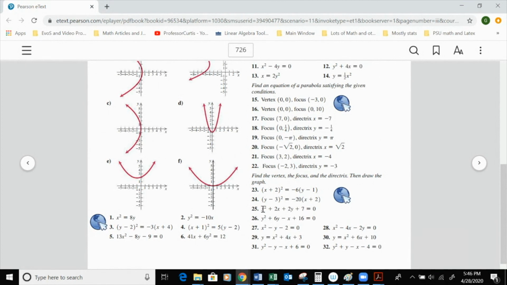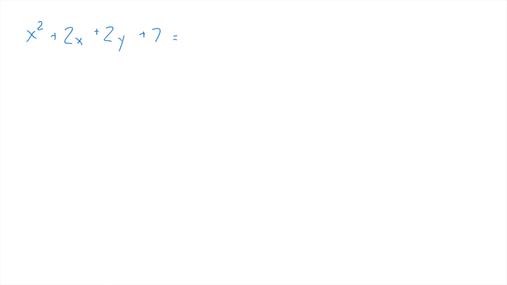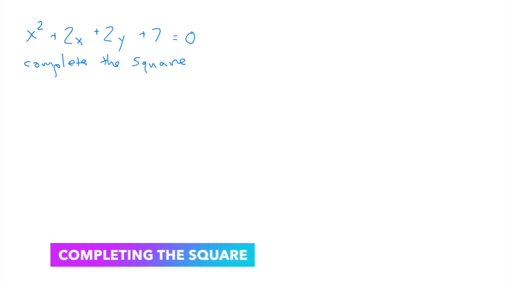So let's go ahead and do this one just because I want to show it to you. Number 25, x squared plus 2x plus 2y plus 7 equals 0. And what we're going to do is, there's an x squared, great, and there's a y, but there's no y squared. And so when we see the x squared and the y not squared, then we know, oh, this is a parabola. We need to complete the square. So here we go. We're going to complete the square.